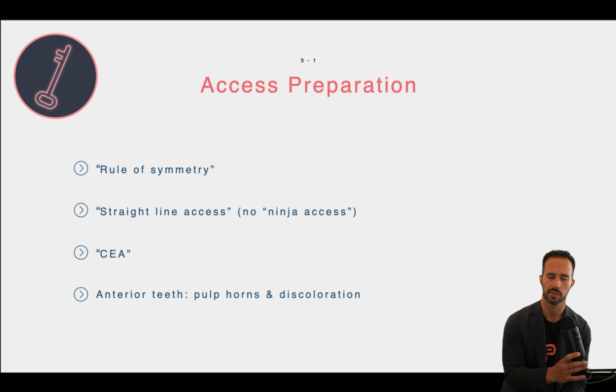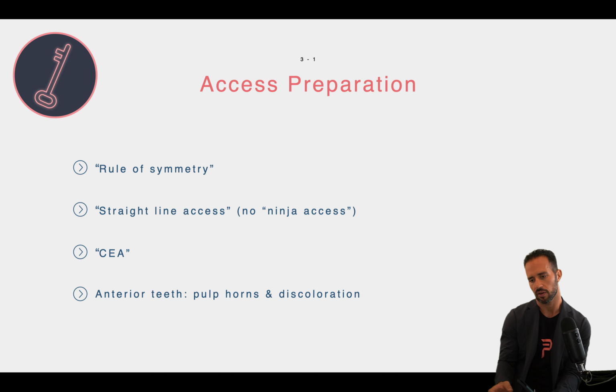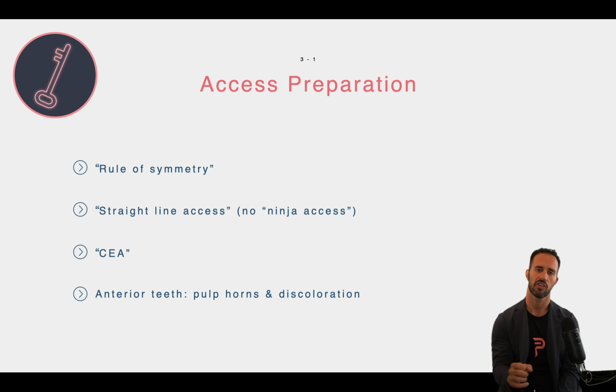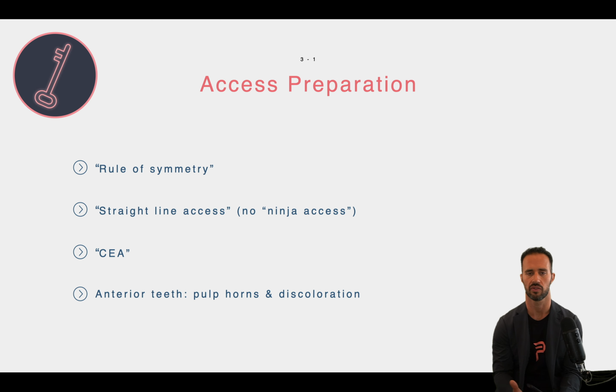All right, so in terms of access preparation, which is, again, the key to your endodontic procedure, the rule of symmetry is very important. And I'm going to show you a diagram to explain what I mean by that. Essentially, if you're looking at a root that has a single canal, you should have that canal centered in the tooth. If that canal that you've discovered is off-center, usually either buccally or lingually, then more often than not, you're going to have another canal there that you have to search for. There should be symmetry in terms of the anatomy, and I'll show you what I mean in a second.